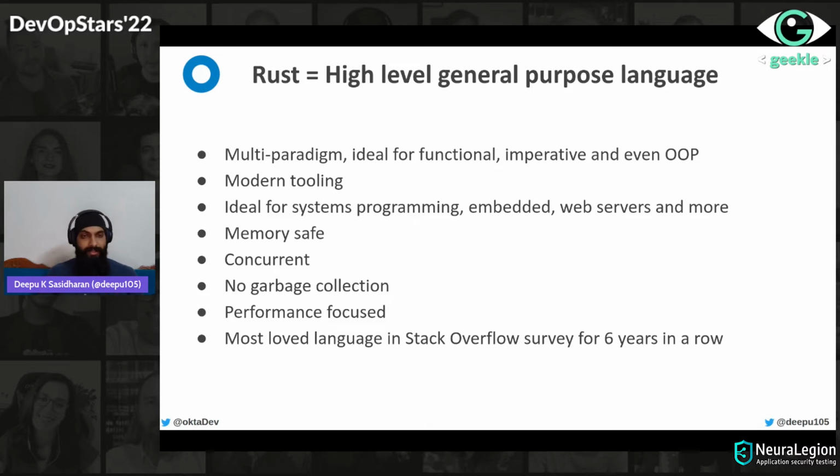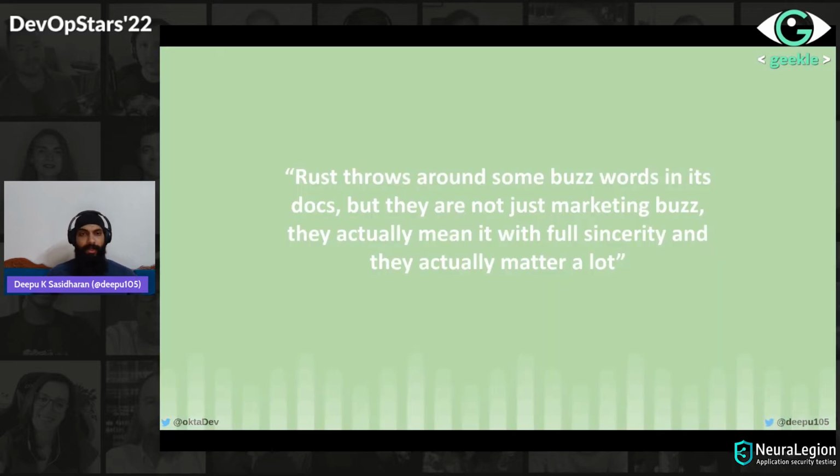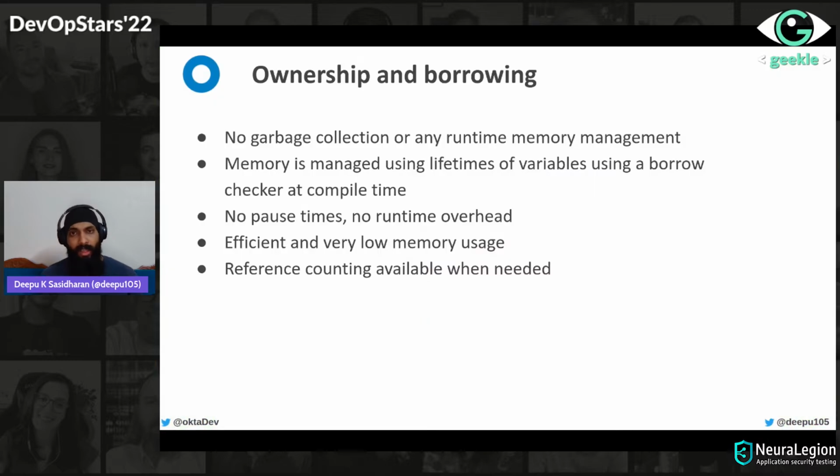So Rust has gone beyond the systems programming domain and has found its way into WebAssembly, that is client-side programming, general purpose web applications, microservices, and so on. So what's so special about Rust? Rust throws around some buzzwords in its docs, but they're not just marketing buzz. They actually mean it with full sincerity, and they actually matter a lot.